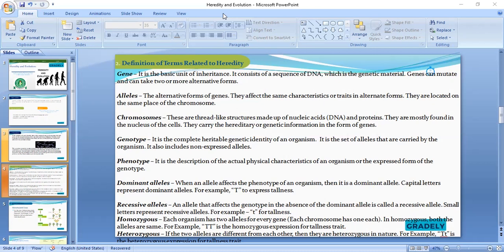Capital A simply means that this character is dominant. Small a simply means that this character is what? Recessive. These are the two things I want you to understand after this class. So that is it about dominant and recessive allele. Now, let's look at homozygous and heterozygous.